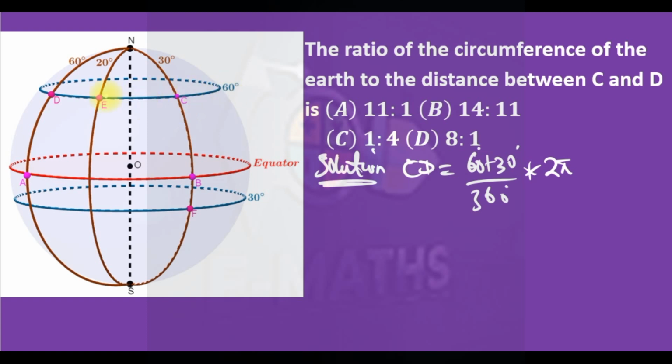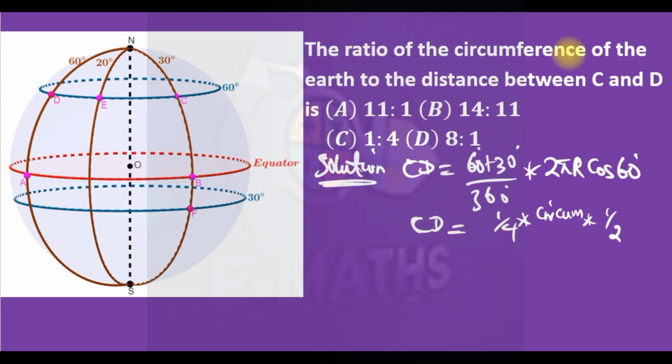Remember, this is a small circle, and I've done the relationship between the small circle and the radius of the earth. It's always the radius of the earth times cos the common latitude. As you can see, they lie on 60 degrees, so 60. So what we have here is 90 over 360, which is 1 over 4. And cos 60 is half. So I have 1 over 4 times 2 pi r, the circumference of a circle, times half. Cos 60 is half. CD.